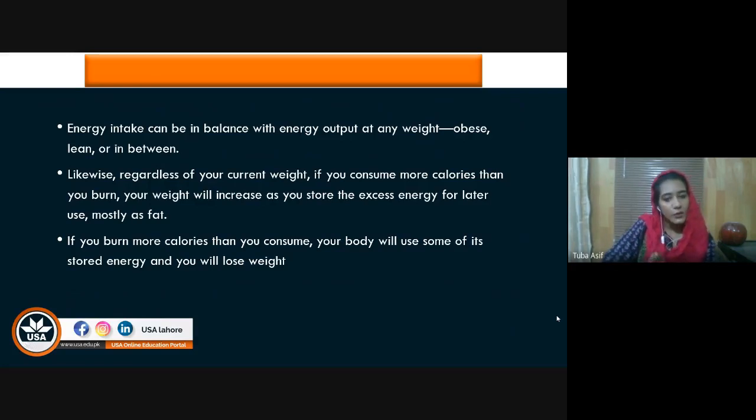Likewise, regardless of your current weight, if you consume more calories than you burn, your body weight tends to increase. And as your body stores energy in the form of fat, your total fat composition would increase. If you burn more calories than you consume, your body will use some of the stored energy and you will lose weight.